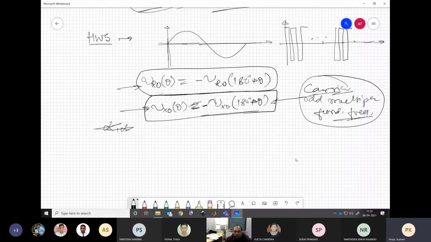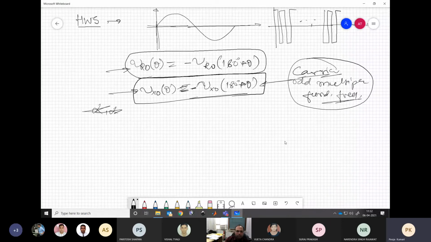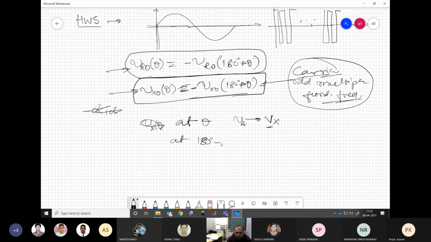No, sir. So in space vector, what we say is that whenever you are applying any particular state, let's say Vx at theta, then at 180 degrees plus theta, you must apply vector B, which is exactly opposite of Vx. Getting my point?